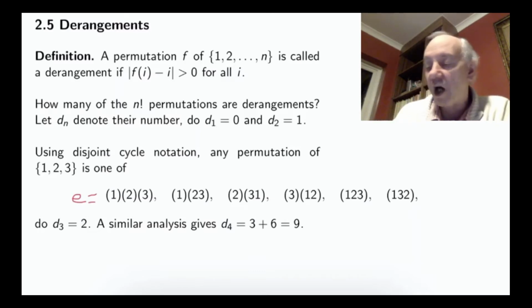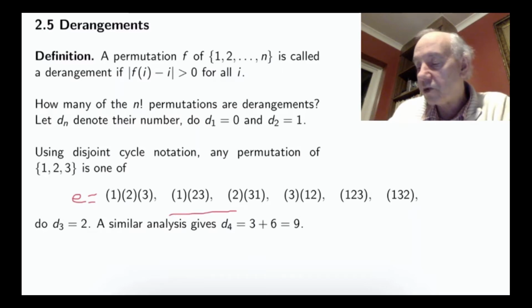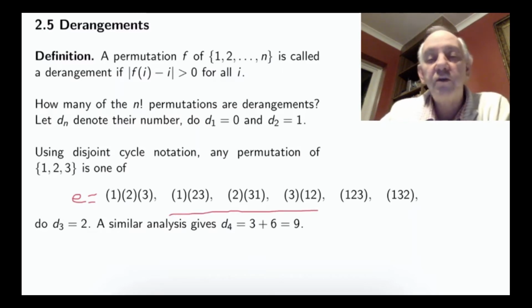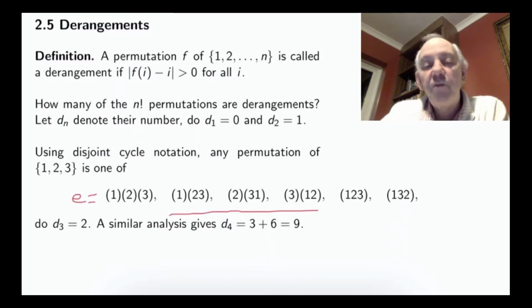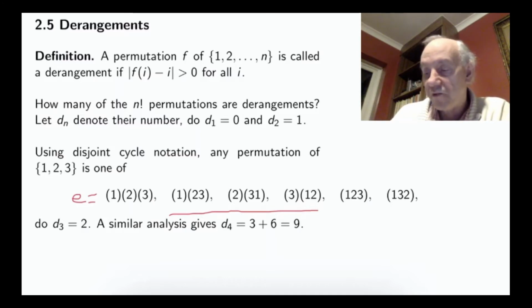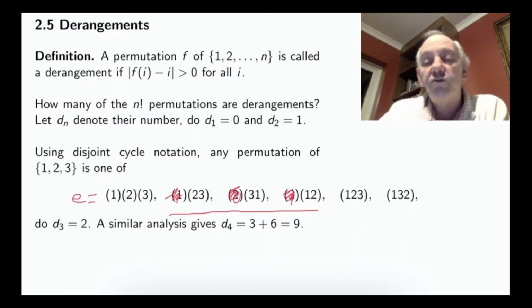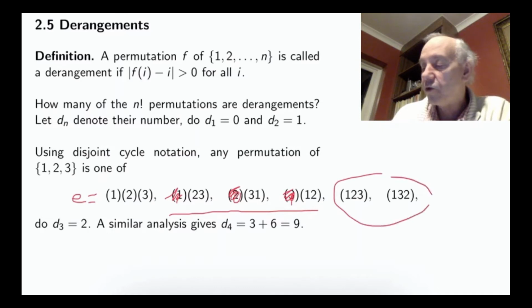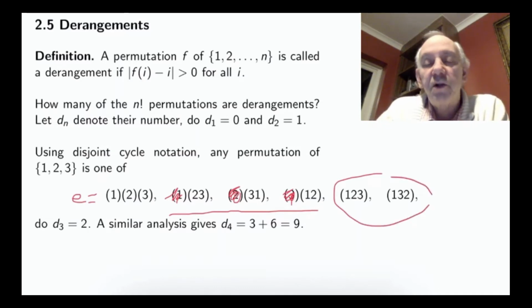Then there are the 2-cycles, which are these permutations which just swap two of the three numbers and leave one the same. Those are not derangements because one is being left the same. Normally we don't bother to write the things that stay the same. We just have the 2-cycles. They're not derangements. But the 3-cycles are derangements because no integer stays fixed. So d3 is 2.